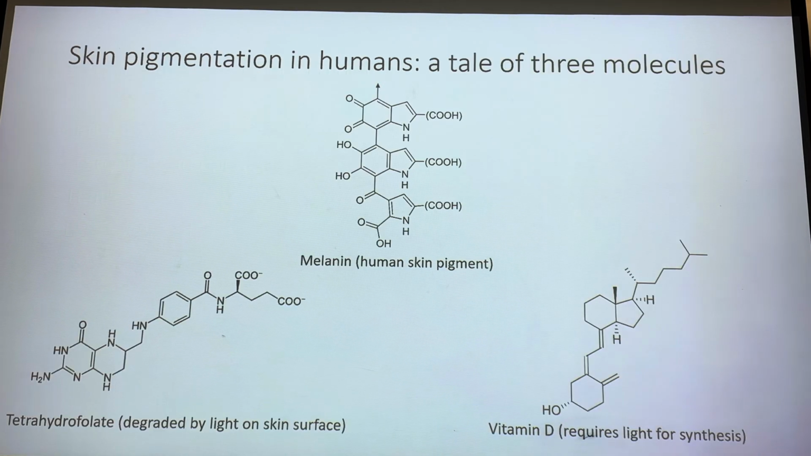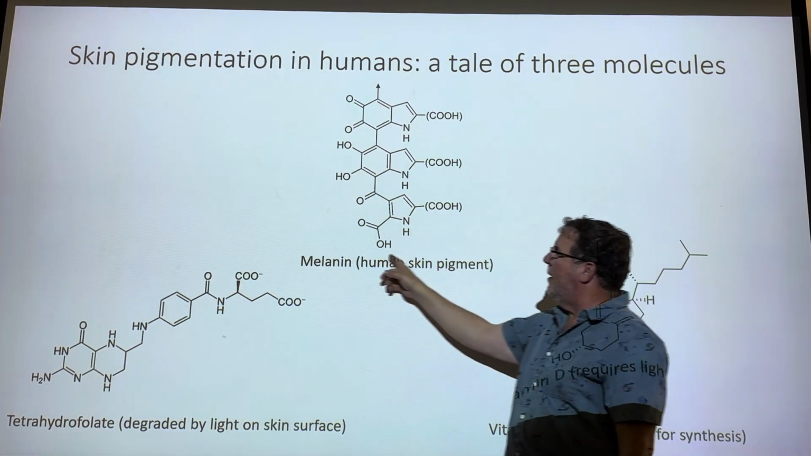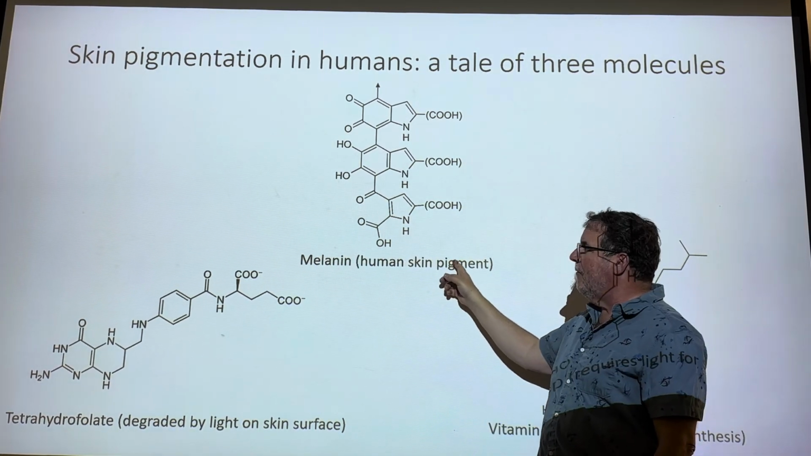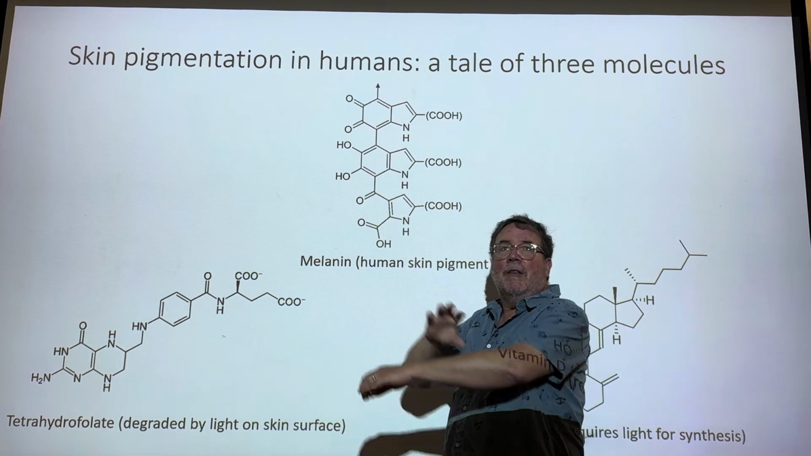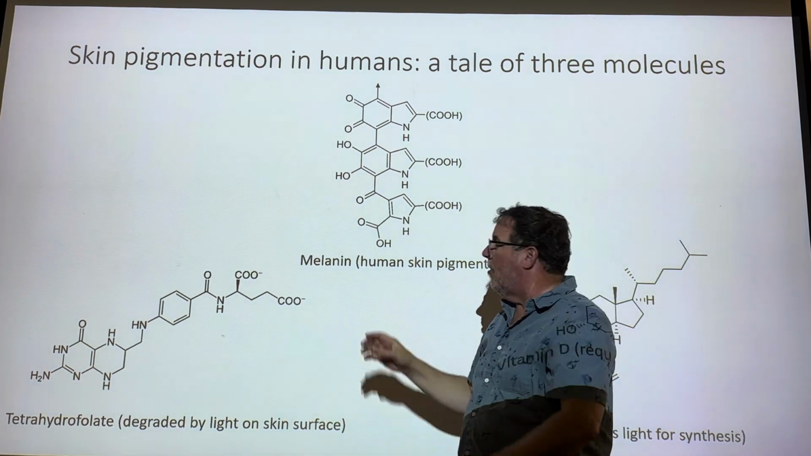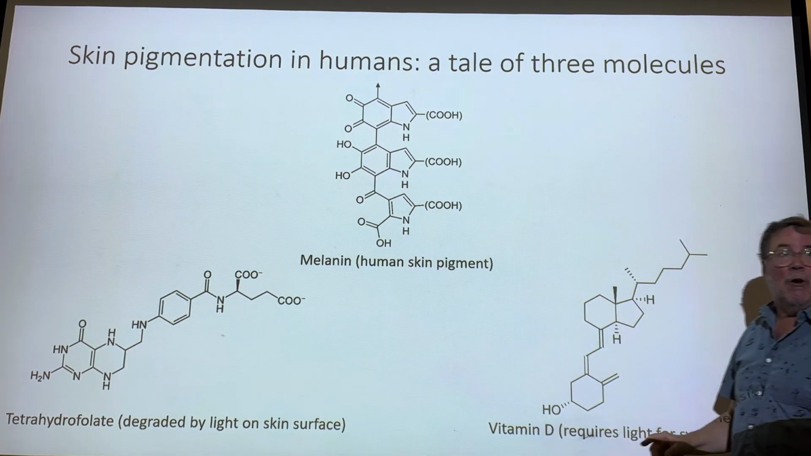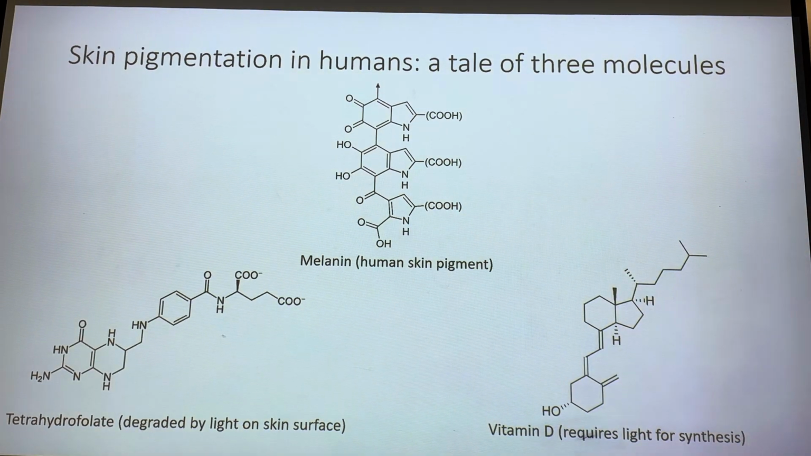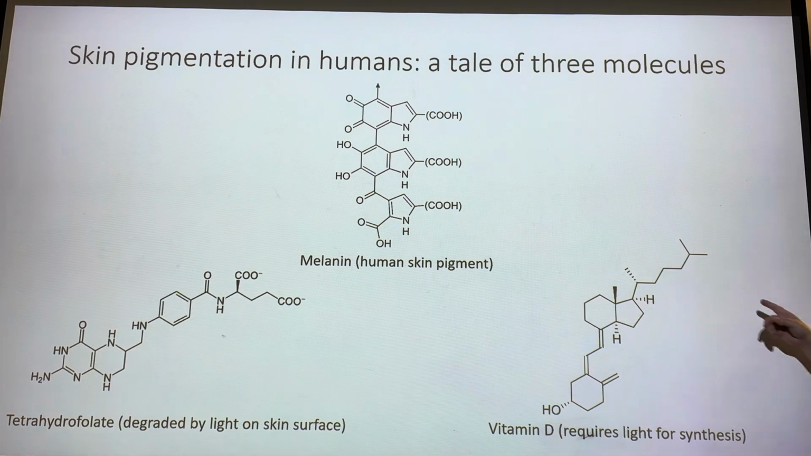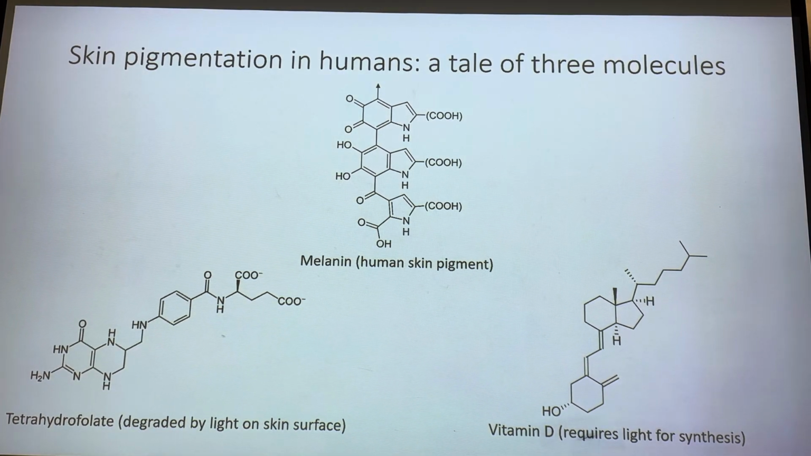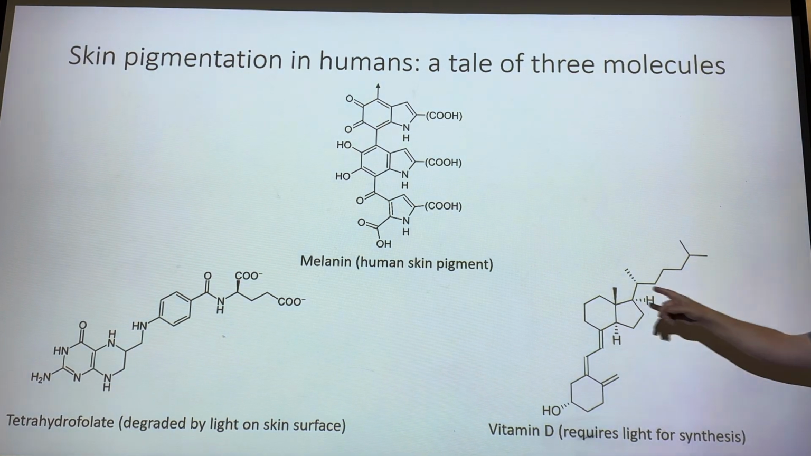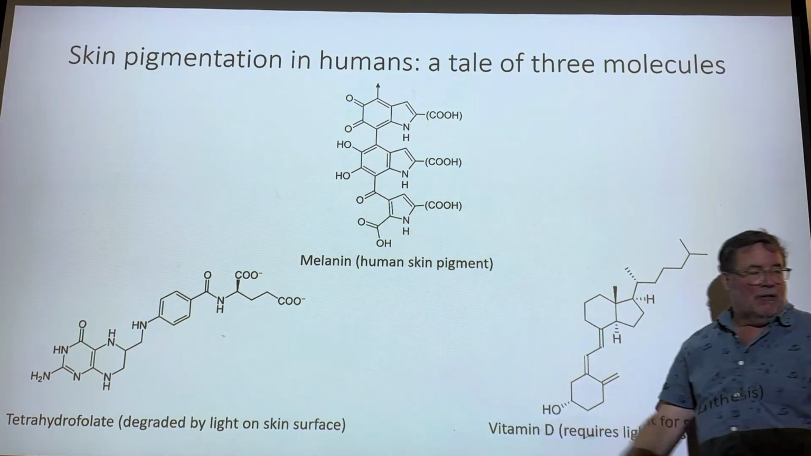The story that I'm going to basically tell you about the evolution of human skin pigmentation is the intersection of three different molecules. Melanin, the molecule that makes skin dark. Tetrahydrofolate, we talked about that as an enzyme cofactor, okay? And vitamin D, this is the one that we're just talking about here. And first of all, let's get into melanin. Okay, so what is melanin?